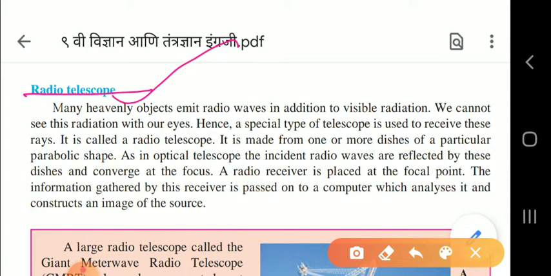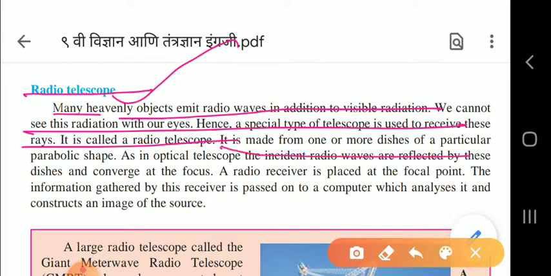Here we will see that in radio telescope, many heavenly objects emit radio waves in addition to visible radiation. So we cannot see these radiations with our naked eye. Therefore, a special type of telescope is used to receive all these rays, and this telescope is called a radio telescope. All these points you have to underline. Now, it is made from one or more dishes of a particular parabolic shape. Parabolic shape, you must be knowing, is a curved type of shape.